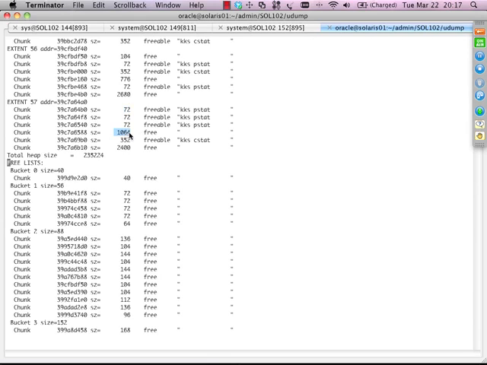So apparently we have a chunk which is that many bytes, which is free. There is some other chunk which is used by somebody, but it's freeable by the allocator, and it's used for this reason. So this tells you the reason. What object is it? Is it a SQL area? Is it some statistics area, and so on. And why I searched here, you see free lists tells you how many free chunks you have.